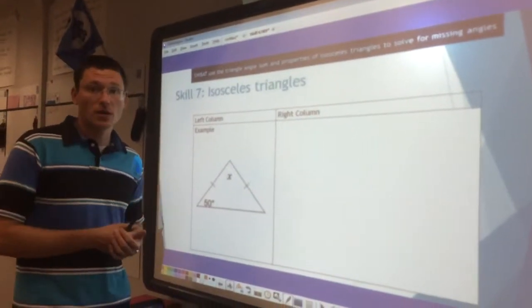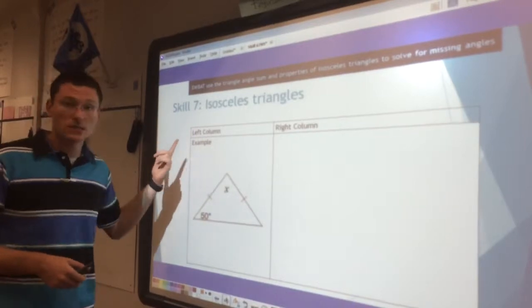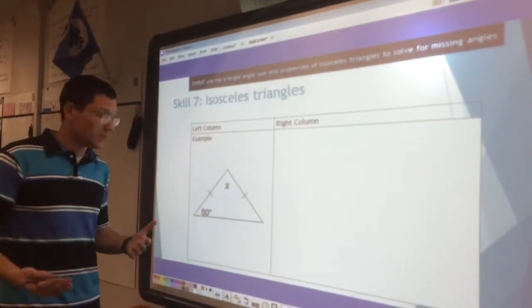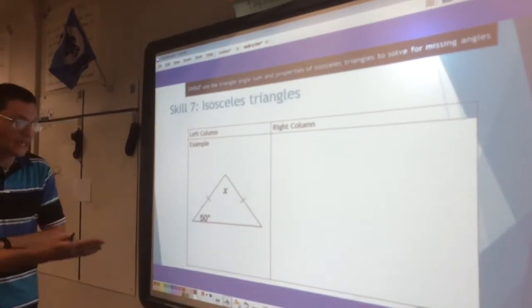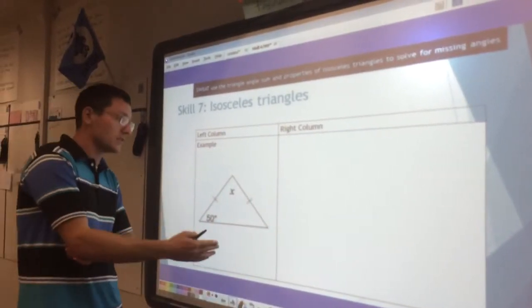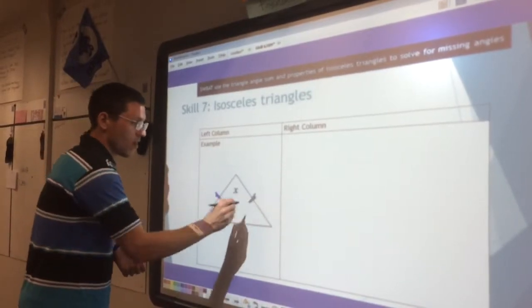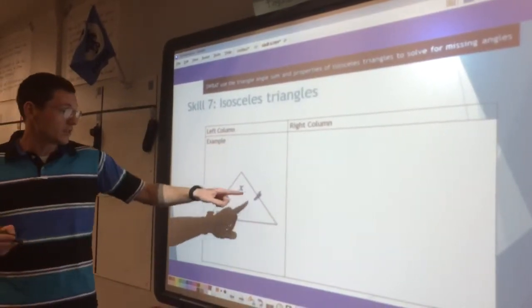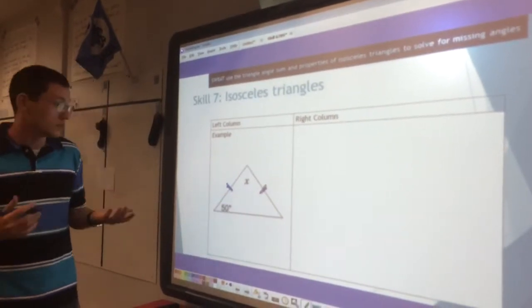All right, guys, so next we're going to be talking about isosceles triangles, which takes some of the knowledge that we talked about in Skill 6 with our triangles and applies it to a very special kind of triangle. This triangle is called an isosceles triangle, and every isosceles triangle is special because two of the sides are the same, right? So this side here is the same as this side here, and the angles that go next to those sides are the same too.